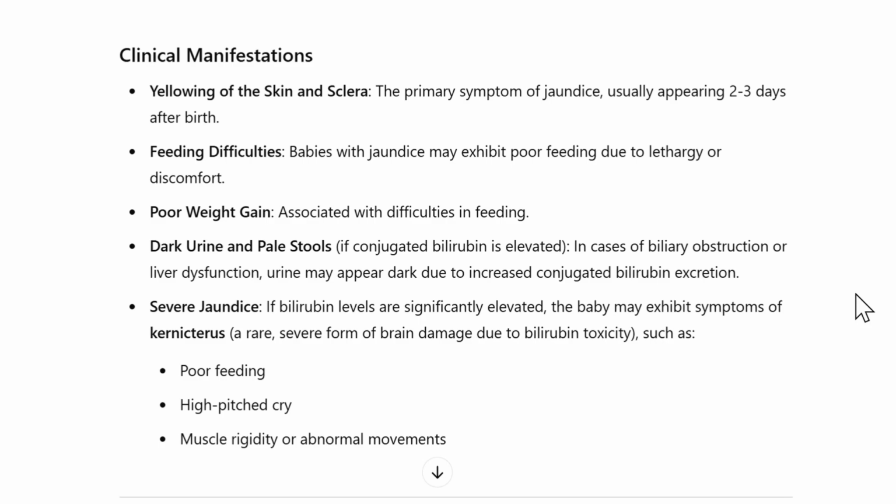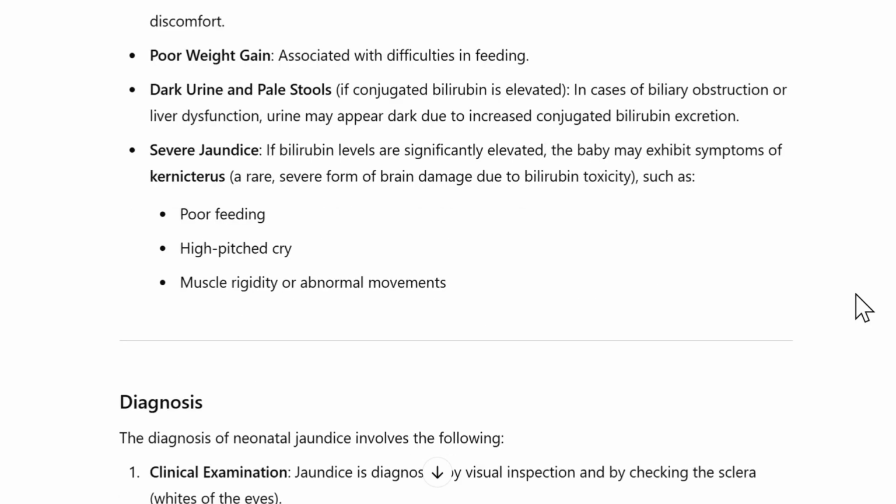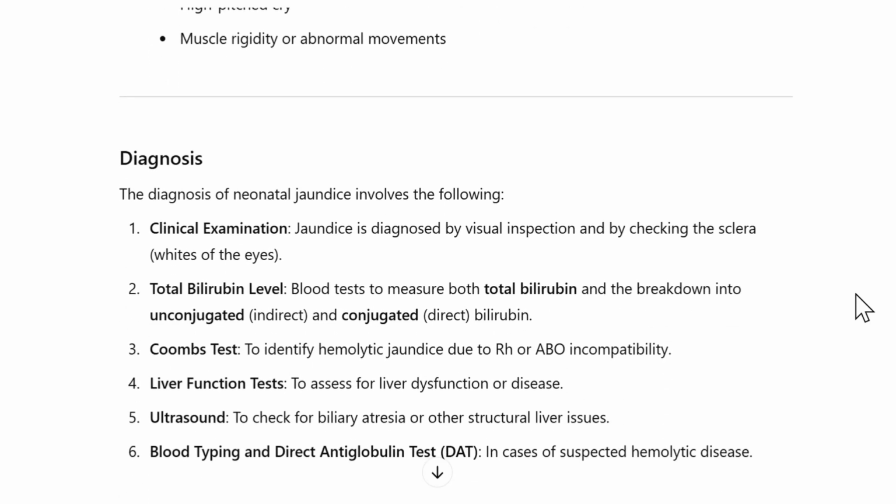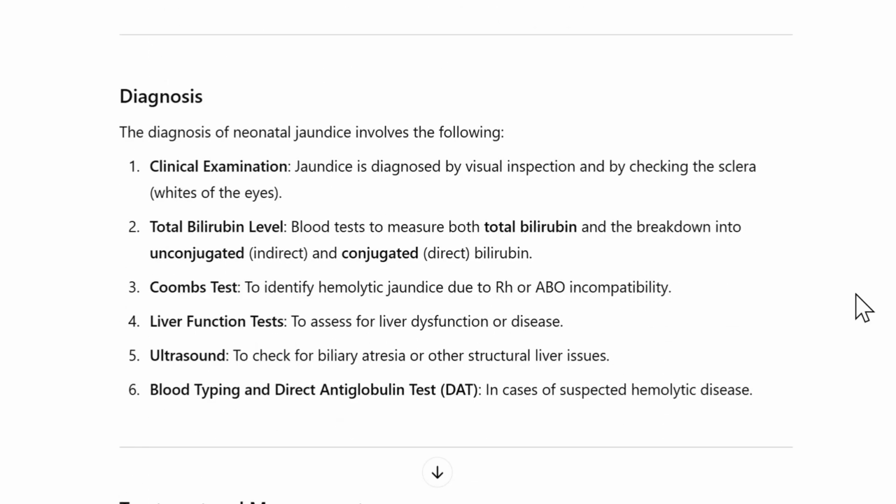1. Clinical examination. Jaundice is diagnosed by visual inspection and by checking the sclera, whites of the eyes. 2. Total bilirubin level. Blood tests to measure both total bilirubin and the breakdown into unconjugated, indirect, and conjugated, direct, bilirubin. 3. Coombs test, to identify hemolytic jaundice due to Rh or ABO incompatibility.